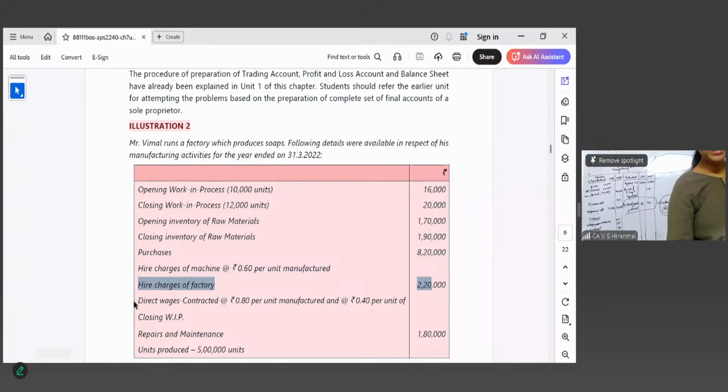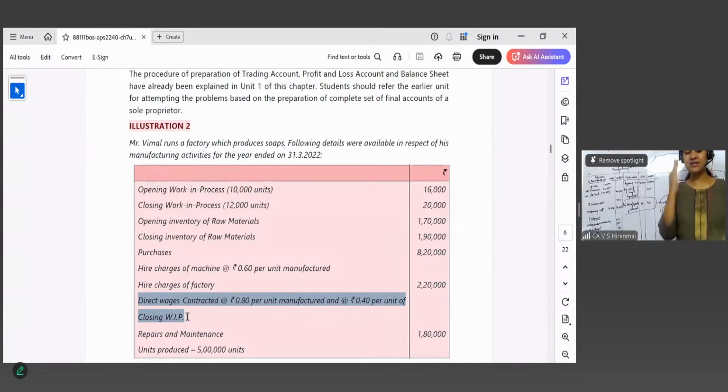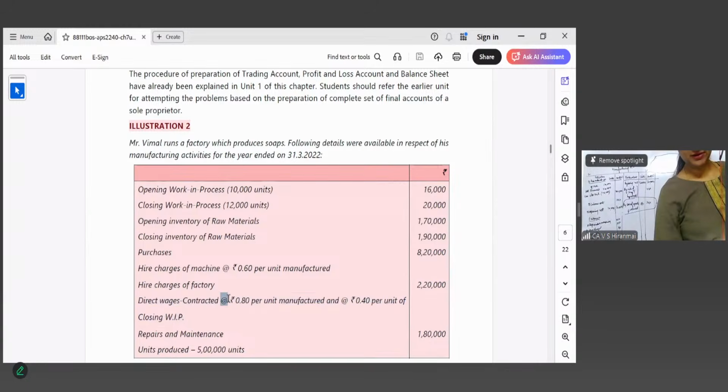Okay. Now the direct wages, please see here. Direct wages is given to you as a small adjustment. Anjana, please listen when I'm teaching. Again and again, don't ask the same doubt. The direct wages is given as 2 parts. 80 paise I am paying per unit manufactured and 40 paise I am paying per unit of closing work in progress. So this will form a part of the labor charges.